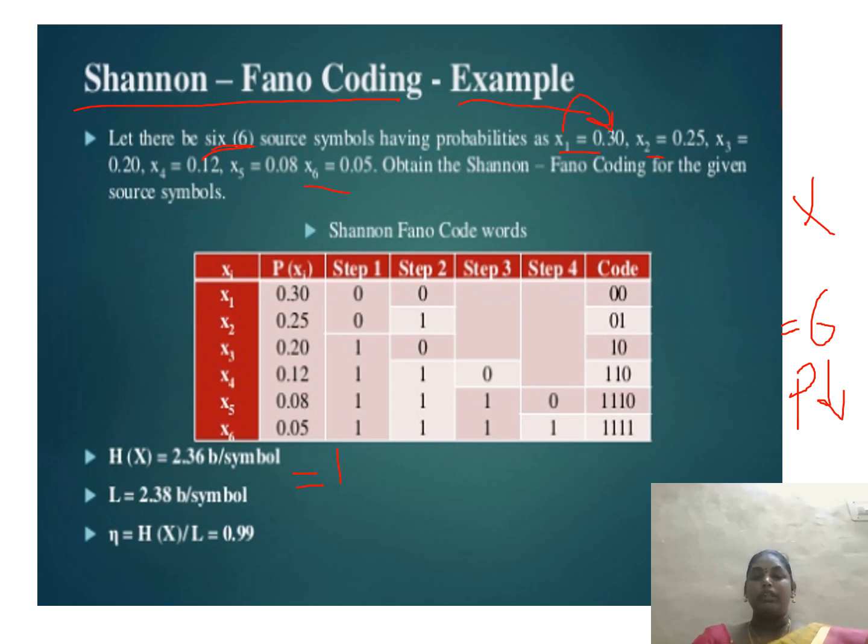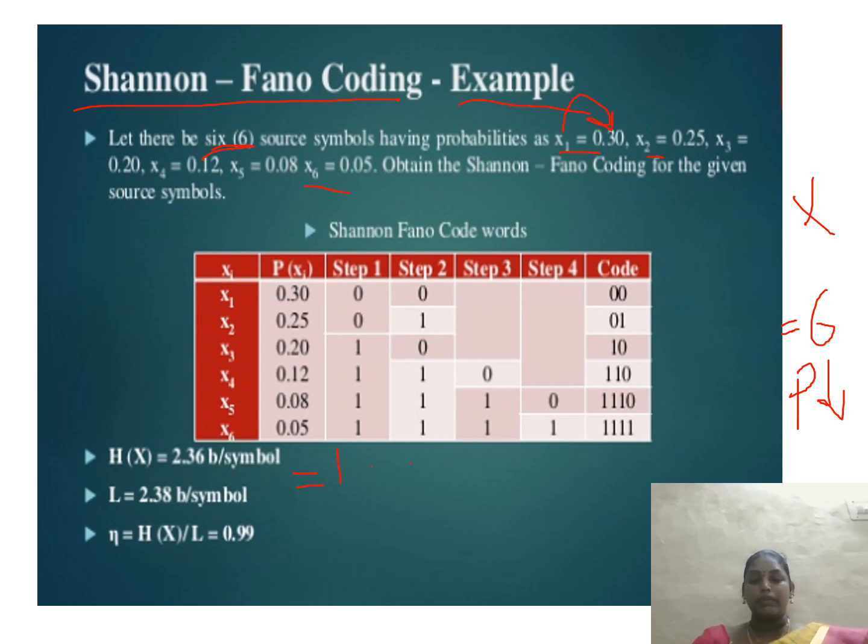It will divide and assign the probabilities. All the probabilities we have are six, and here the partition is going to be used. Partition is nothing but dividing. So for the entire set, we have 6 symbols, and these 6 symbols have 6 different probabilities.